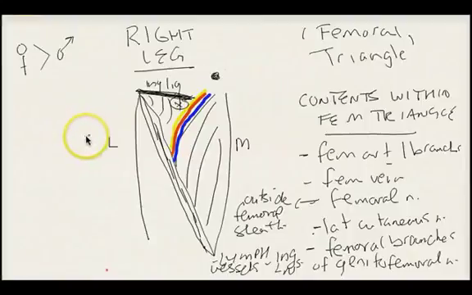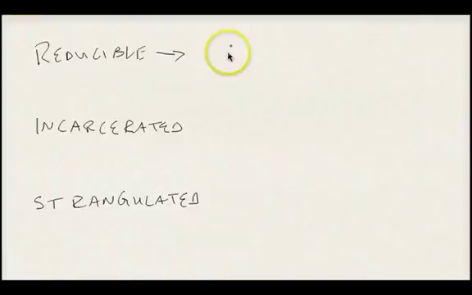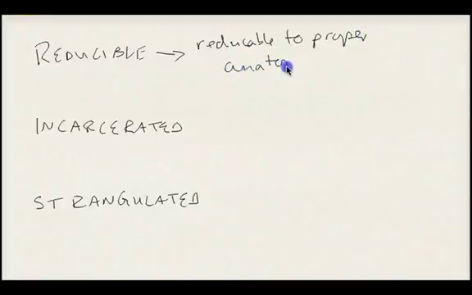But we have different categories of the degree of hernia. So let's go over those. There's essentially three: a reducible hernia, an incarcerated hernia, and a strangulated hernia. Let's talk about each one of those now. A reducible hernia means that the tissue that herniates can be put back into its normal anatomical location. So we can take it with our finger and push it back, and it'll stay there. And obviously, this is the least severe of all types.